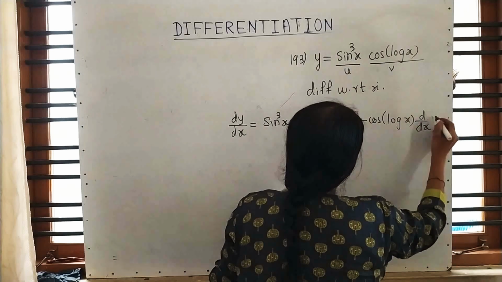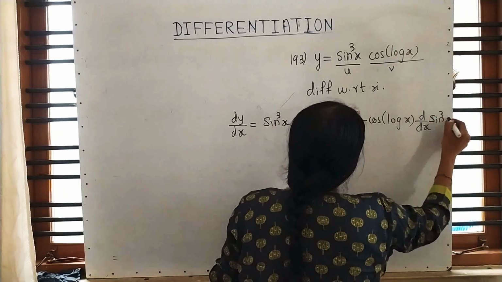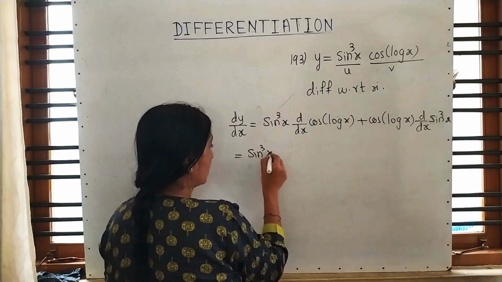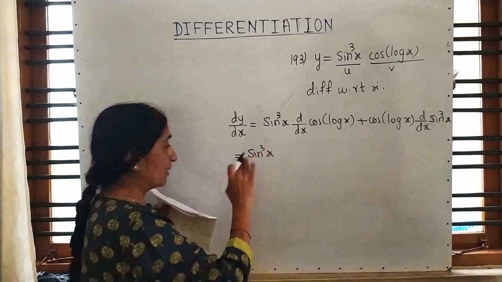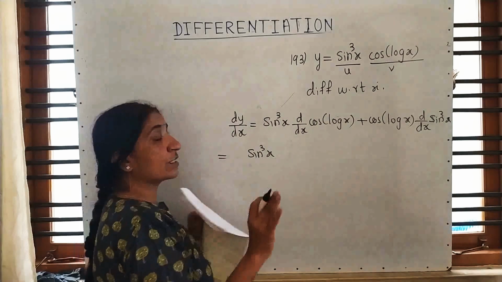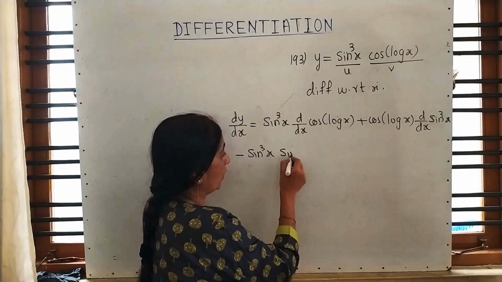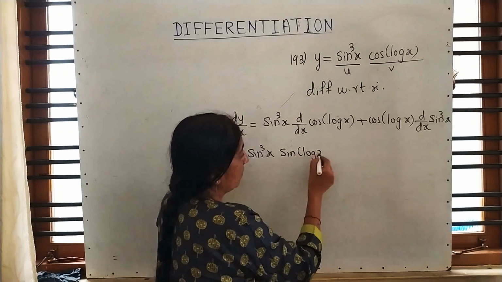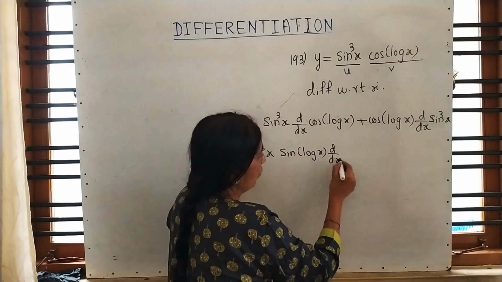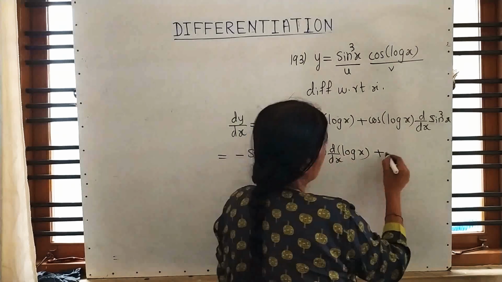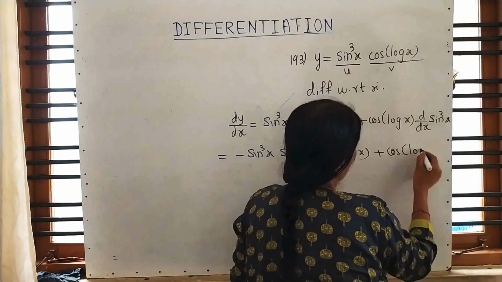See, sin cube x as it is. What is the differentiation of cos? Leave that angle. Just tell me what is the differentiation of cos. Is it minus or what? Yes, minus sin log x into differentiation of log x, correct? Plus cos log x as it is.